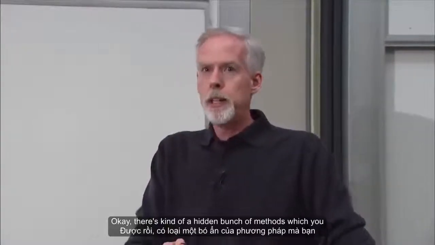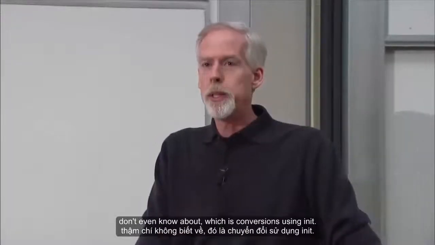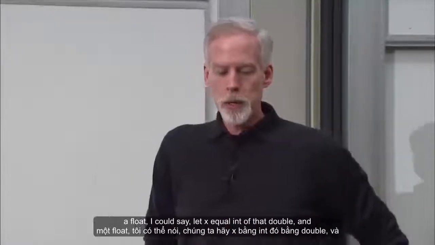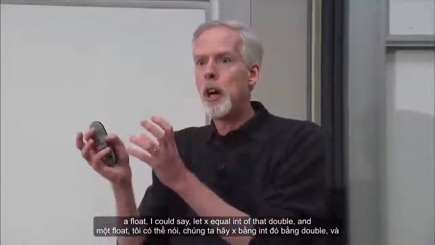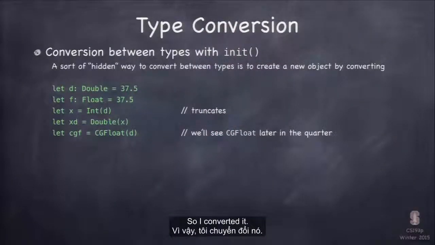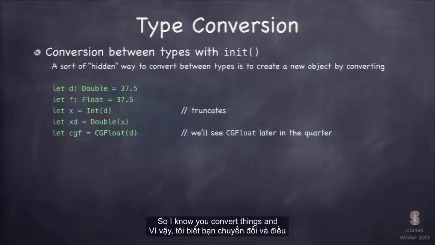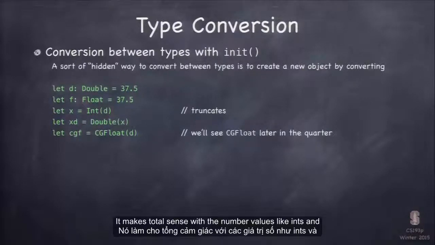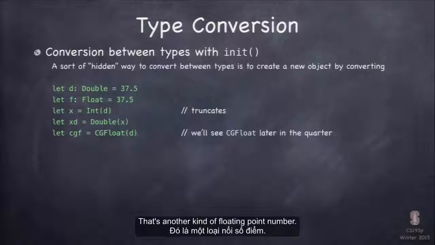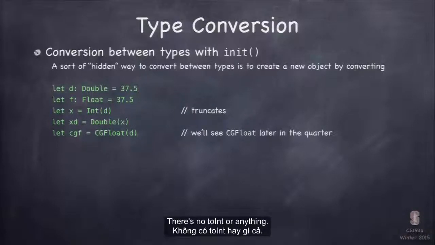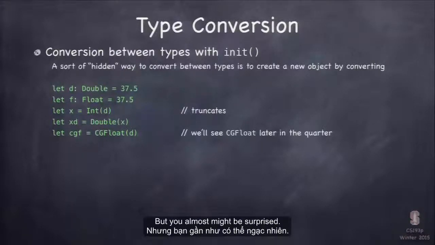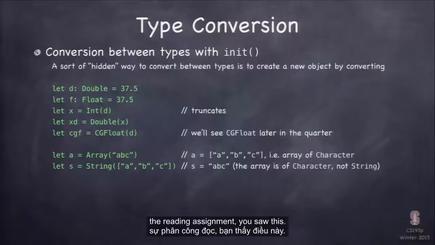There's kind of a hidden bunch of methods that you don't even know about, which is conversions using init. So, for example, if I had a double and a float, I could say let x equal Int of that double. And I just basically created a floor and turned it to an int. So I converted it. So you can convert things from one thing to another. It makes total sense with the number values like ints and floats. And you're going to see CGFloat next week. That's another kind of floating point number. And you can convert using, there's no toInt or anything. You just create a new one with the initializer. Okay, so the numbers.